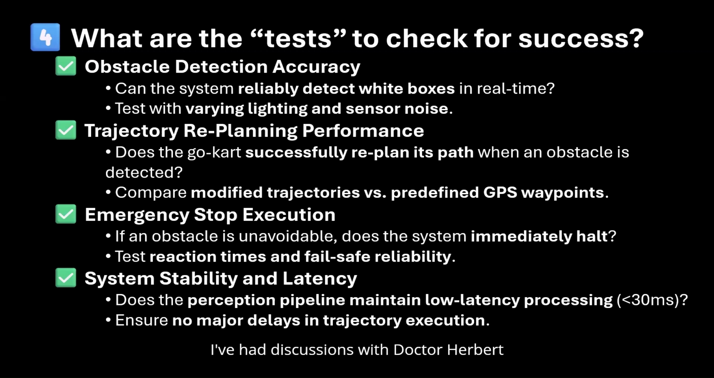I've had discussions with Dr. Herbert of the Safety for Autonomous Systems Lab located in Franklin Hall, and she was saying that I can maybe look into control barrier functions or just determine some sort of gradient to safely bring the cart to a stop, if it detects that white box, in a graceful manner. And then lastly, we have the system stability and latency. Does the perception pipeline maintain low latency processing, less than 30 milliseconds? And does it ensure no major delays in trajectory execution? Operating at high speeds, we need to be replanning that trajectory very, very quickly, because it's no easy path to do that.